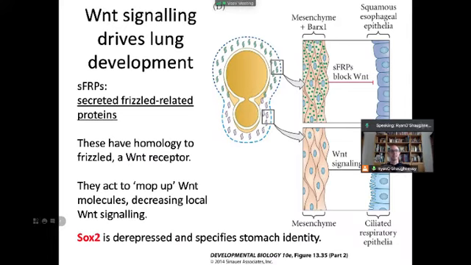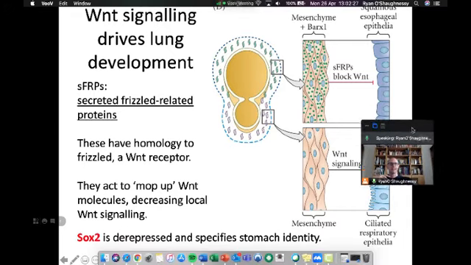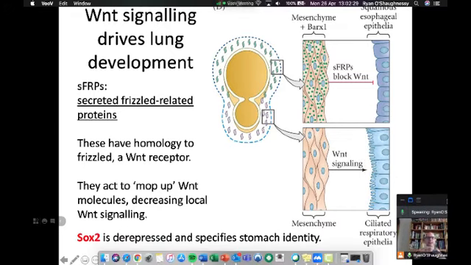How is that tissue identity specified? Well, we've experienced Wnt signalling before, and in this situation we're interested in the inhibition of Wnt signalling compared to the activation of Wnt signalling. In lung development, Wnt signalling drives the development of the lung.